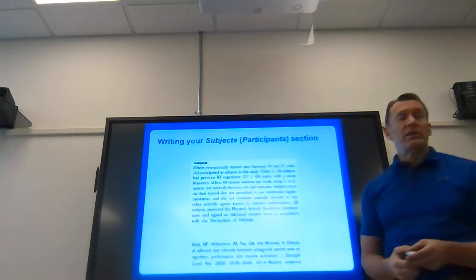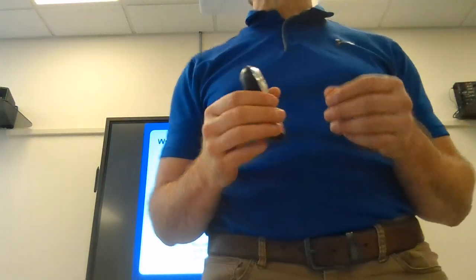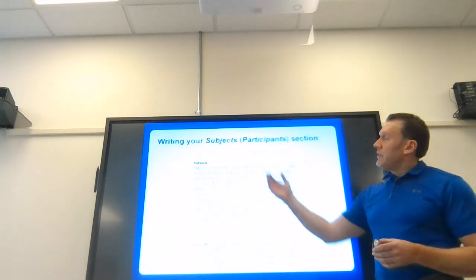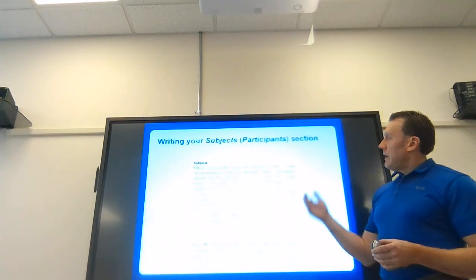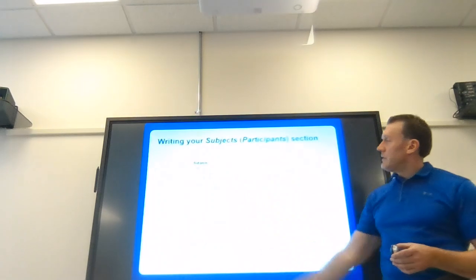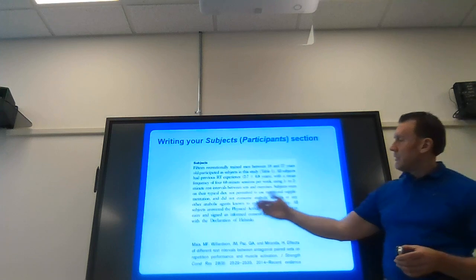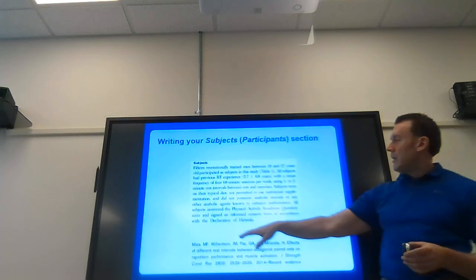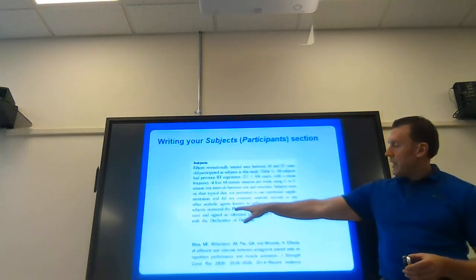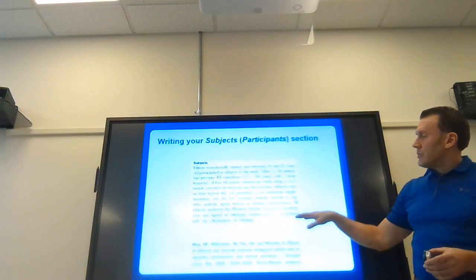Okay, so how to write your subjects section. Really important: you want to give the reader as much information as possible on the background of your participants. So here's another example. 15 recreationally trained men, 18 to 27 years old. All subjects had previous resistance training experience, 2.7 plus or minus 8 years. Then it describes what they were doing: typical diet, not permitted to use nutritional supplements, not on anabolic steroids or any other anabolic agents known to enhance performance. Then you talk about the physical activity readiness questionnaire, signed informed consent in accordance with the Declaration of Helsinki.